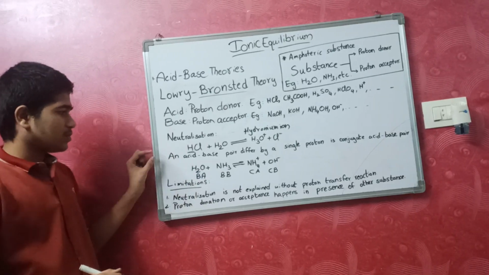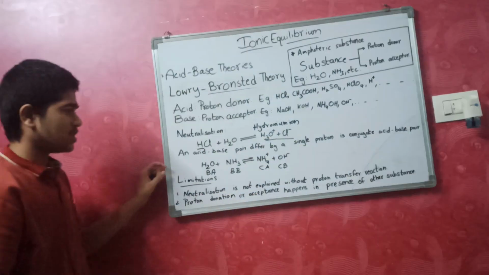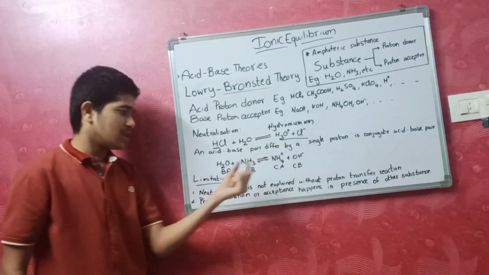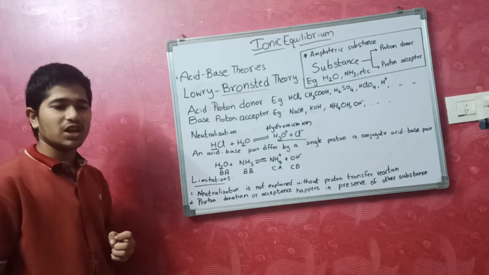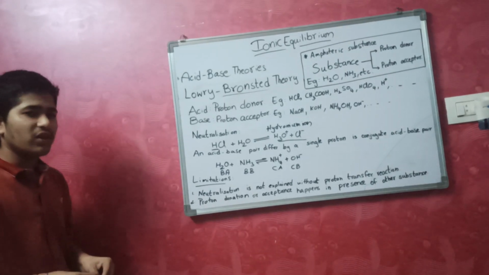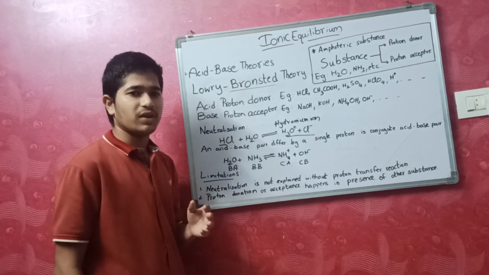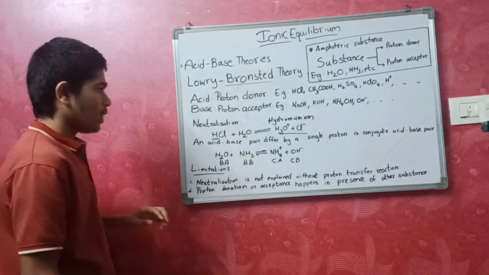This pair is known as a conjugate acid-base pair. This is a conjugate acid and this is a conjugate base. An acid-base pair which differs by a single proton is called a conjugate acid-base pair. We can also define them as the products formed by the neutralization reaction between a Bronsted acid and a Bronsted base.